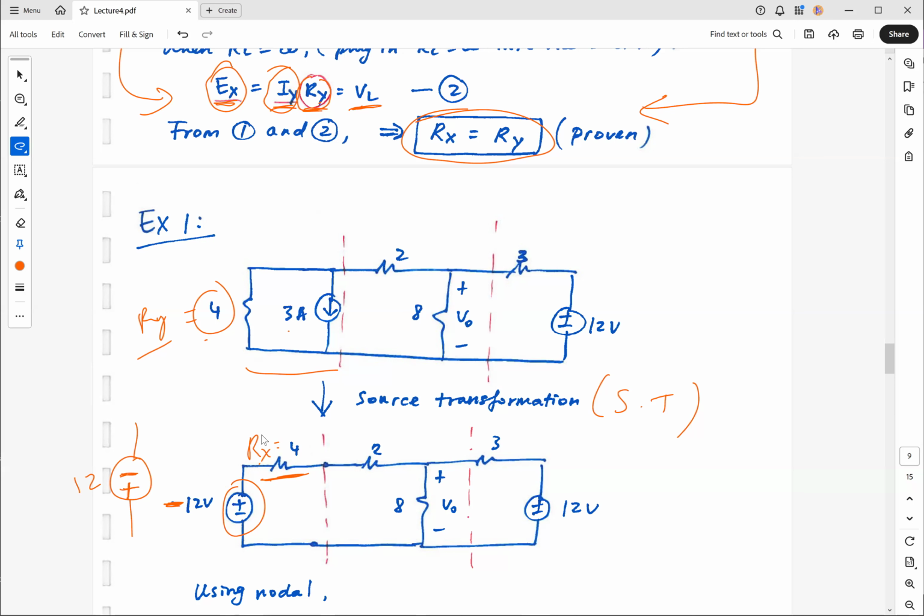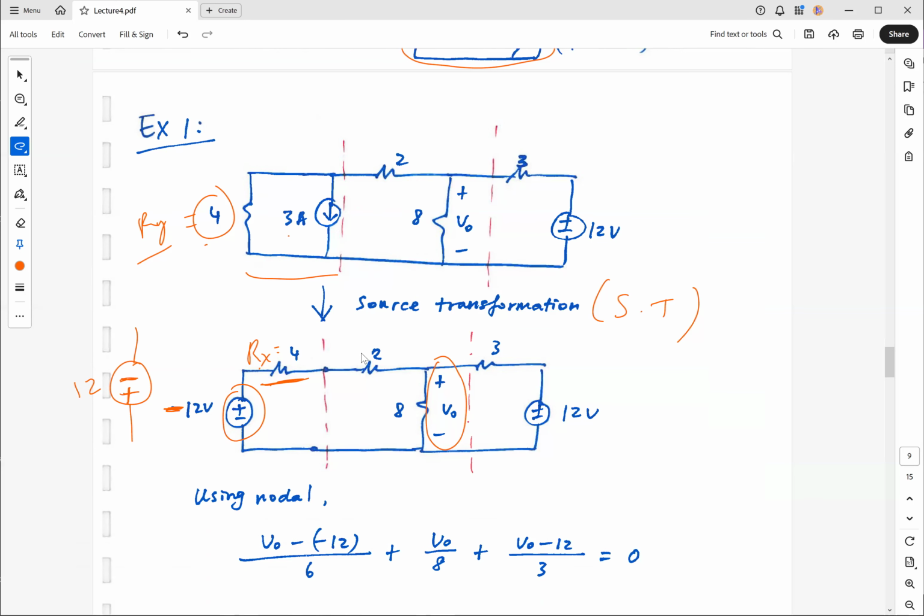Okay, so of course the goal here is we need to find VO, right? So how do you find VO? Well, I can use nodal analysis, or you can even use mesh analysis if you want to. I'm using nodal analysis in this example.